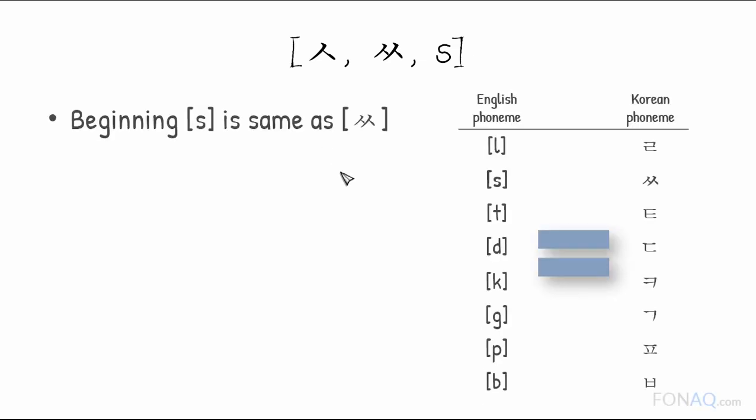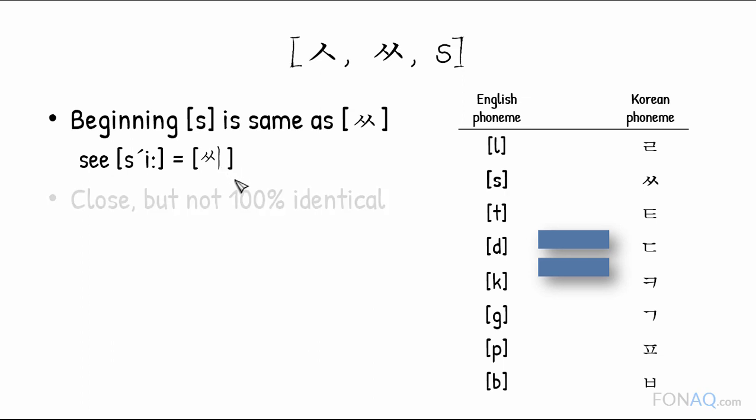In lesson 2, I mentioned that the beginning S is the same as Sangshio. For example, I said that the English word see sounds the same as the Korean word she. Actually, what I told you was not entirely true. S and Sangshio are pretty close to one another, but not 100% identical.